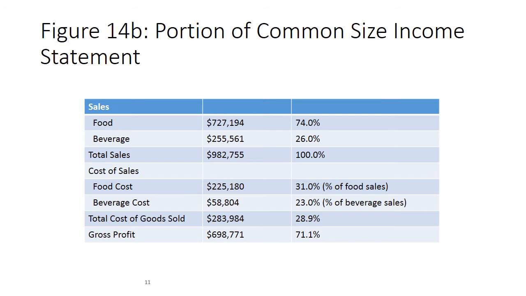Okay, so the gross profit we see, $698,771, is 71.1% of total sales. Now this does not mean that our business is running a 71.1% profit. We still have a lot of expenses to take out of that.